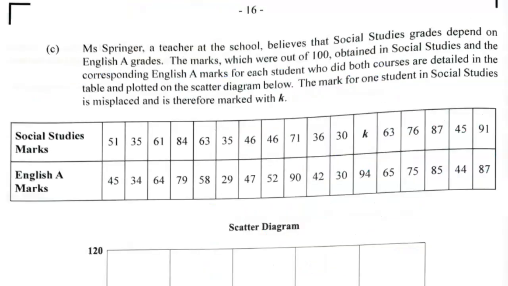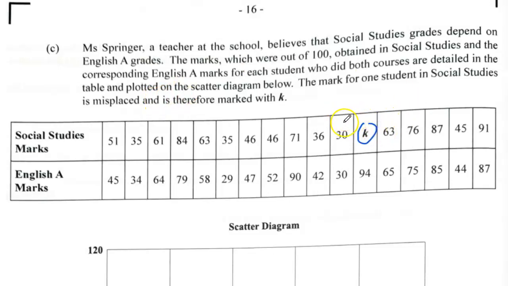Mr. Springer, a teacher at the school, believed that social studies grades depend on English A grades. The marks, which are out of 100, obtained in social studies and the corresponding English grades for each student who did both courses are detailed in the table and plotted on the scatter diagram below. The mark of one student in social studies is misplaced and is therefore marked here. Okay, it's talking about this mark. So let's explain the table.